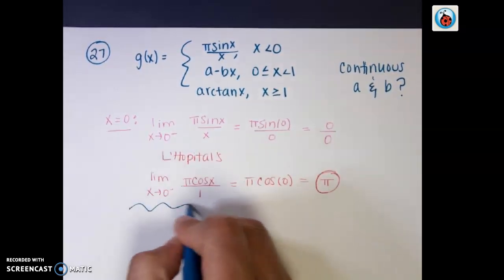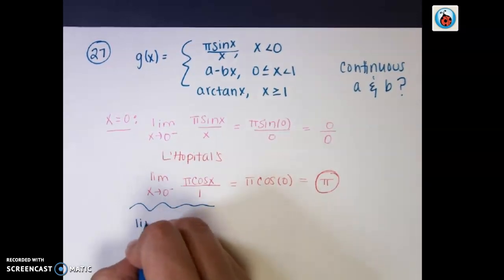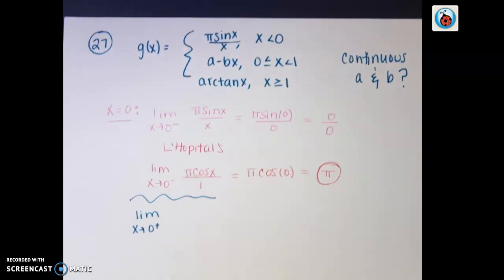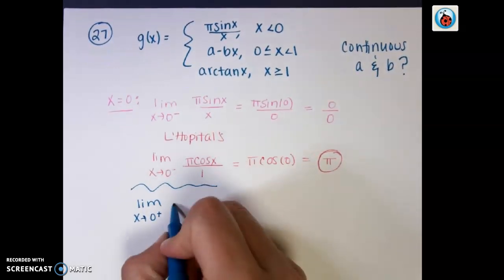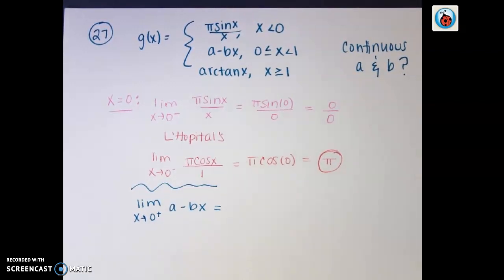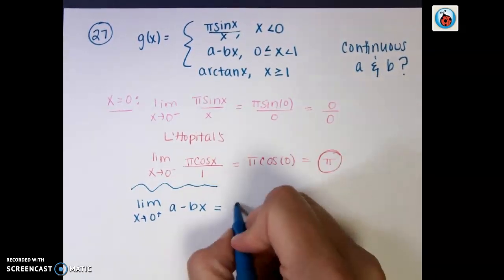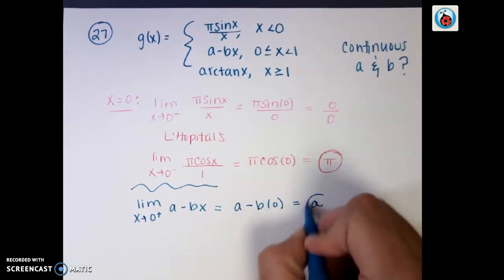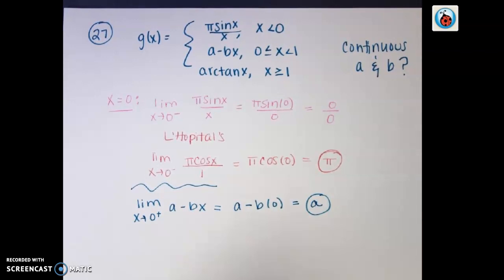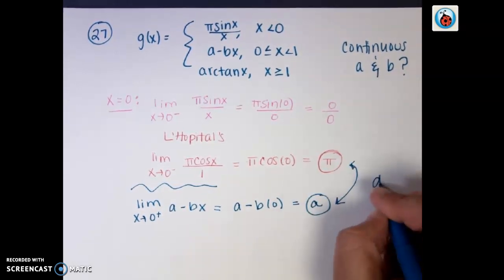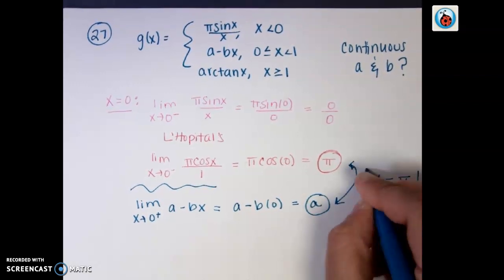So now we're going to do the right-sided limit for 0. According to the piecewise function, we're going to use the middle equation for the right side. So if we use direct substitution, we're going to plug in 0 for x. So that just gives us a. The left and the right limits have to be equal because it's continuous, so a has to be equal to pi.